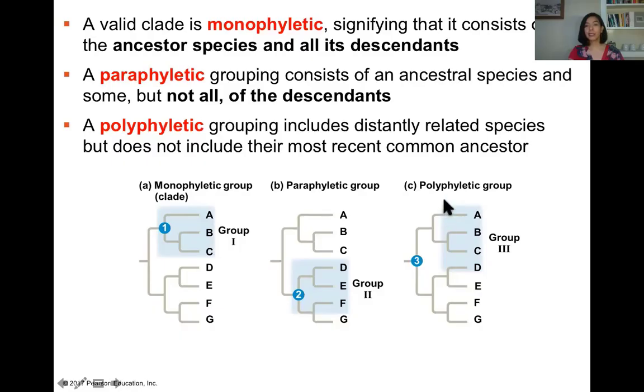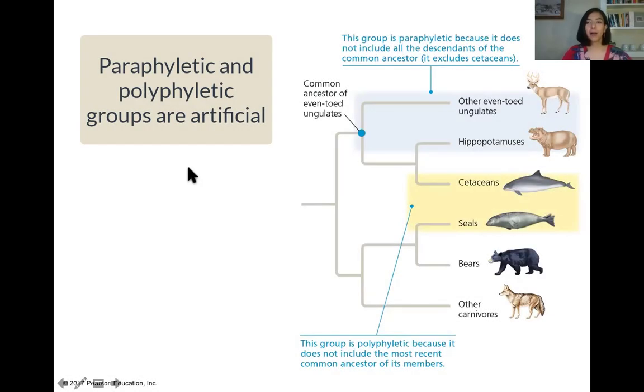Right? So in this group, the most recent common ancestor of D is located right here, and this artificial group won't have the ancestor. This is an example of both artificial groups. That means a paraphyletic group and a polyphyletic group.